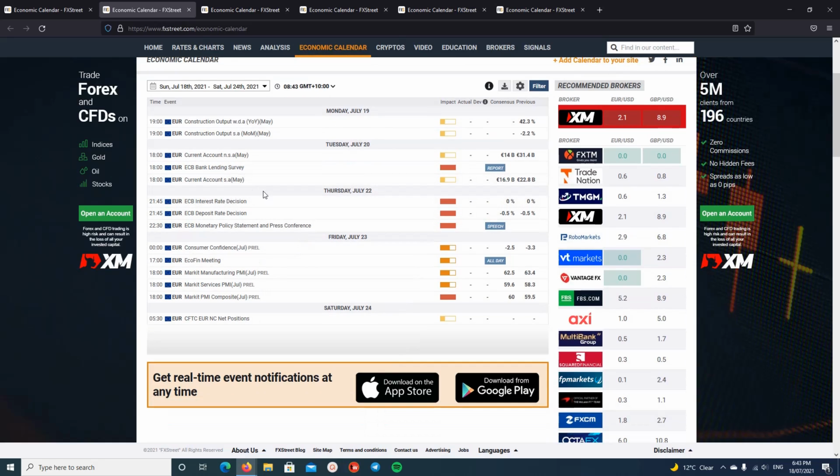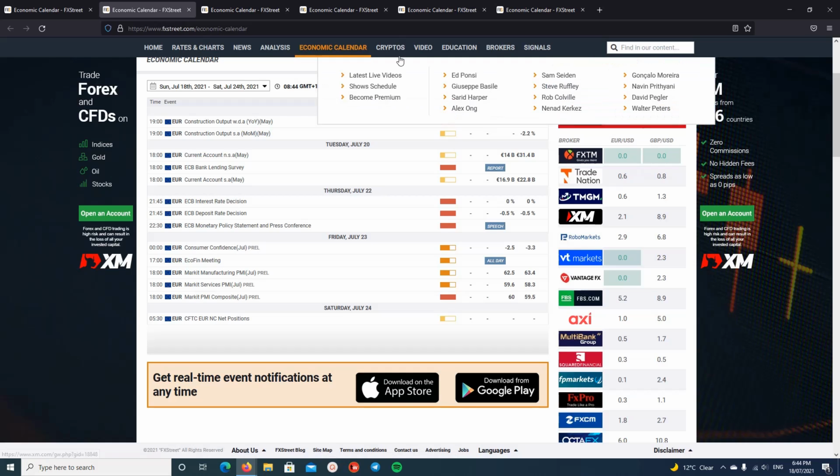And then subsequently, towards the end of the week, we might see the euro range a bit along with euro equities. We've got the ECB interest rate decision. We're going to see plenty of volatility come in the euro prior to this release. On Friday we do have consumer confidence, along with preliminary PMI data.